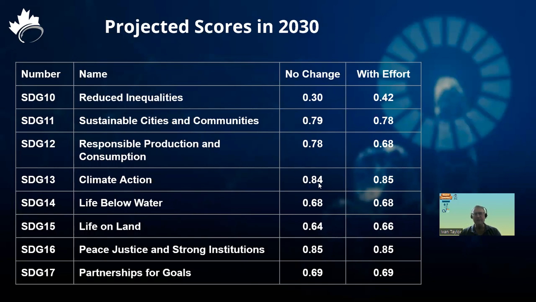Here is climate action, which is improved slightly. Life below water isn't changed. Life on land improves a little. Peace, justice, and strong institutions doesn't change, and partnership for the goals doesn't change. So we can see that there's improvements in many areas. However, not all areas have improved with extra effort.